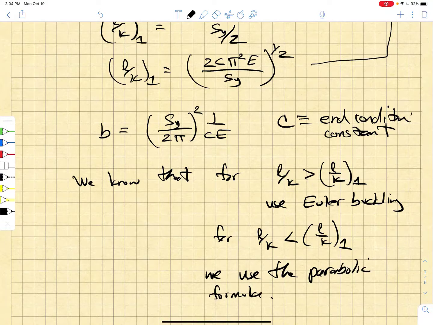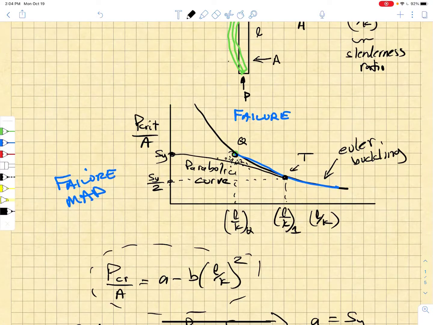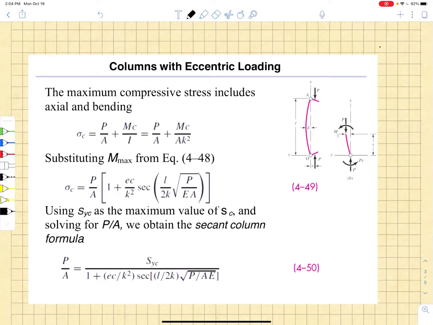So it's an interesting thing because if you look at the plot, you are moving from a yield-dominated failure to the left of L over K1 to an elastically determined failure to the right of L over K1. When we talk about the secant formula for buckled beams, we are looking at an offset load to a long, slender beam that immediately generates lateral deflection when you apply that load to the beam. So in essence, it's buckled from the get-go.